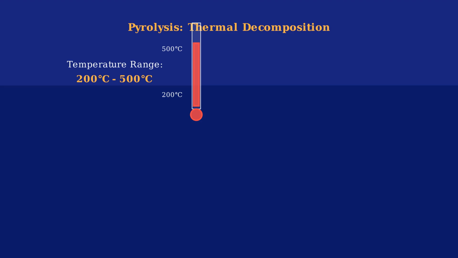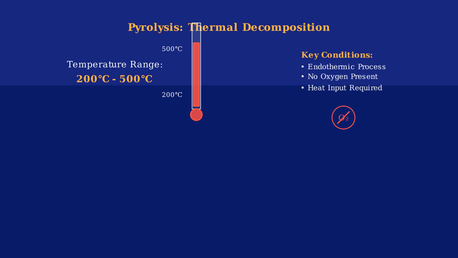Following the drying phase, wood undergoes pyrolysis, a crucial thermal decomposition process that transforms solid wood into volatile gases and char. Pyrolysis occurs at temperatures between 200 and 500 degrees Celsius. This is significantly hotter than the drying phase, requiring substantial heat input to break down the wood's molecular structure. Pyrolysis is an endothermic process, meaning it requires continuous heat input. Crucially, it occurs in the absence of oxygen, distinguishing it from combustion.